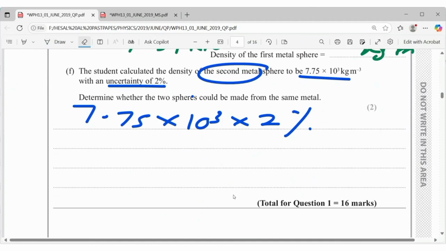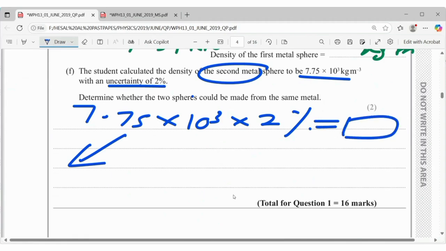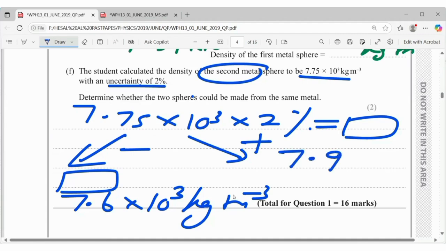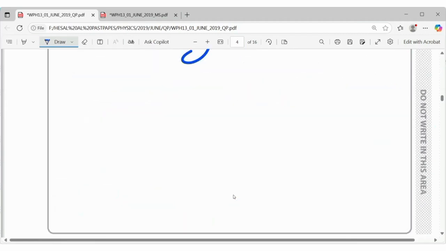Once you calculate this value, what we are finally doing here is, with the original value, we subtract it and find the lower end of the range. It is 7.6 times 10 to the power 3 kilograms per cubic meter. Then adding the value, we can find the other end of that range. It is 7.9 times 10 to the power 3 kilograms per cubic meter.